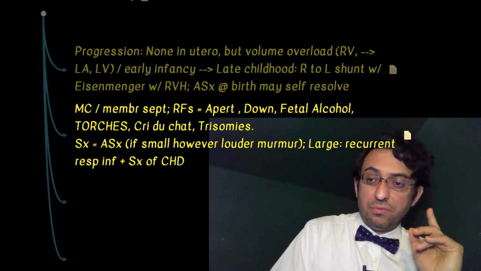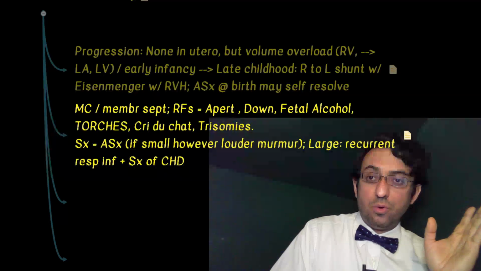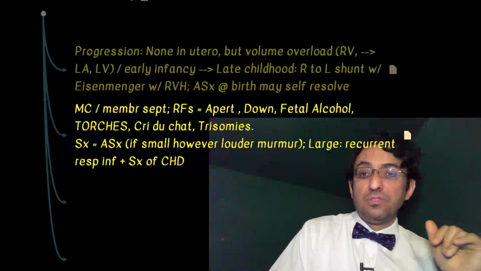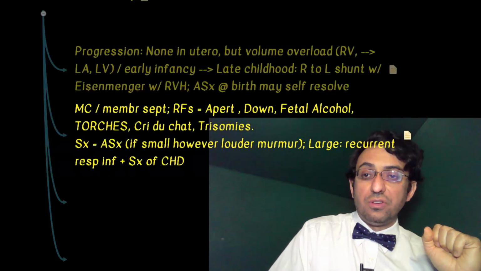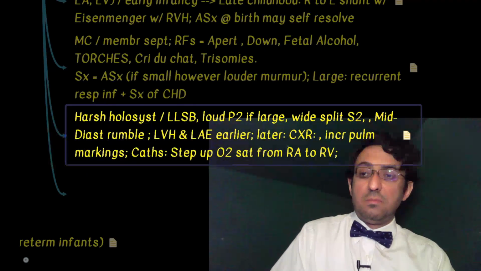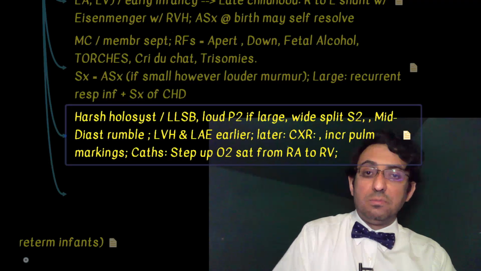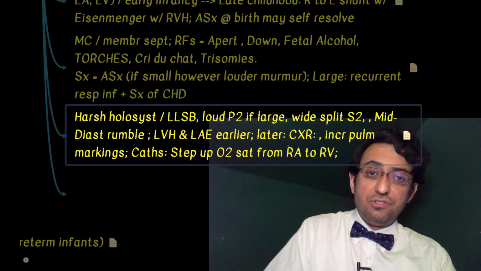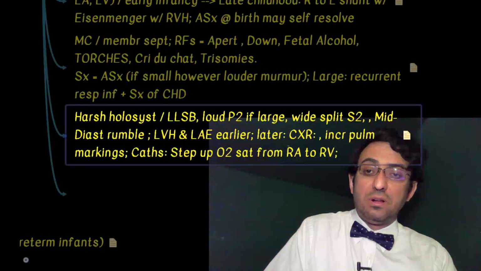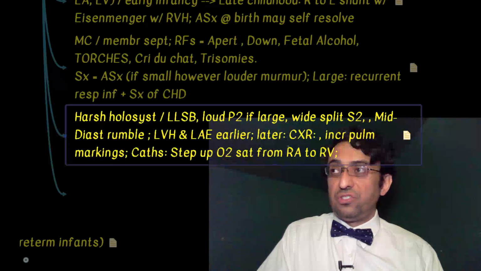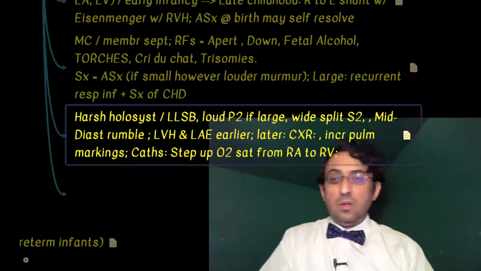Once more, never forget the possible association with TORCH infections, cri du chat, and any trisomies being associated with VSD, not just Down syndrome. Again, the murmur is a harsh holosystolic murmur at the left lower sternal border. We could have a loud P2, especially with a large mid-diastolic apical rumble. Earlier on versus later on, what are the chamber size changes?